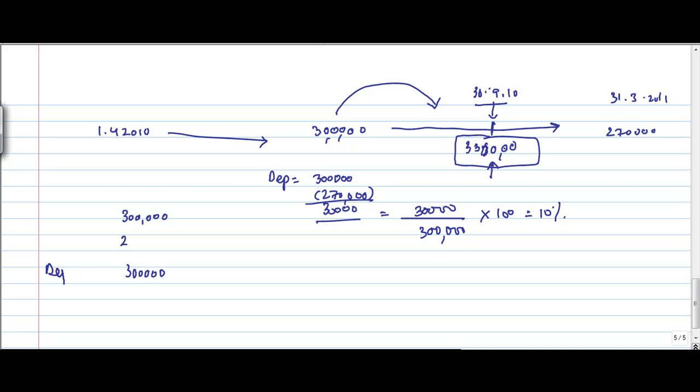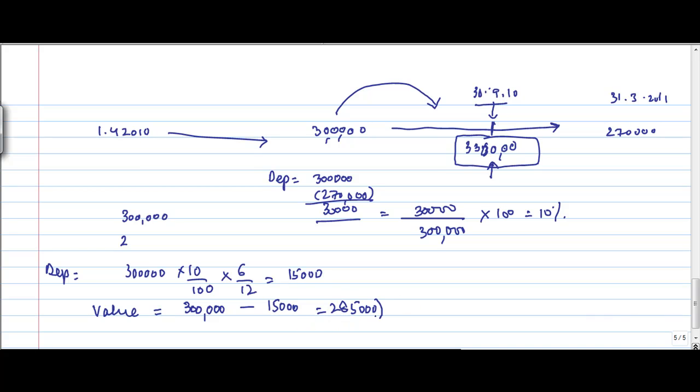If I have to compute the depreciation, it is equal to 3 lakh into 10%, which is the rate I calculated here, into 6 by 12, which is 15,000. So 15,000 would have been my depreciation. So my value would have been 300,000 minus 15,000, which is equal to 2,85,000.